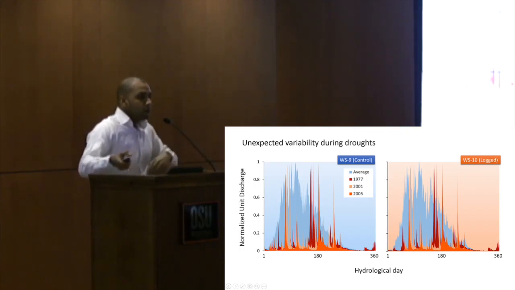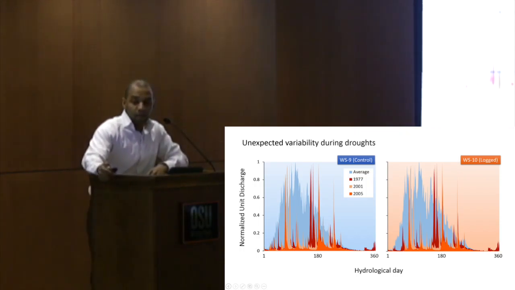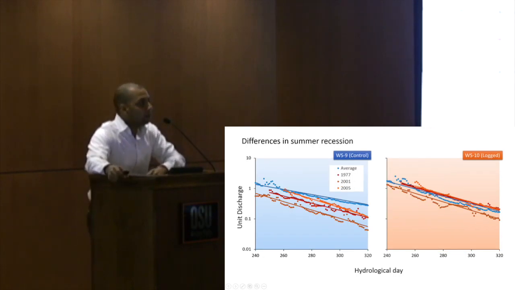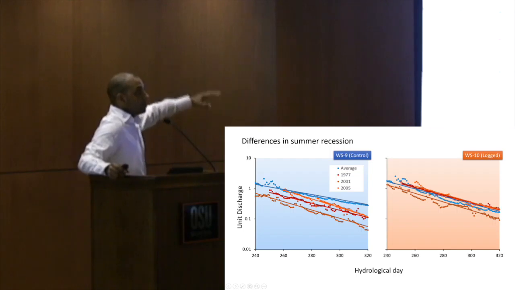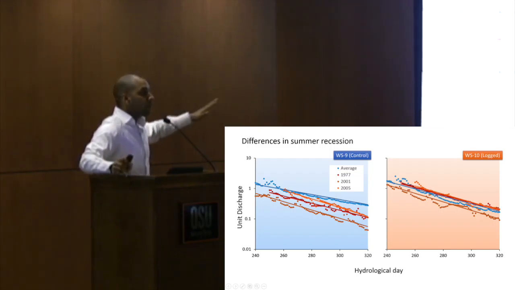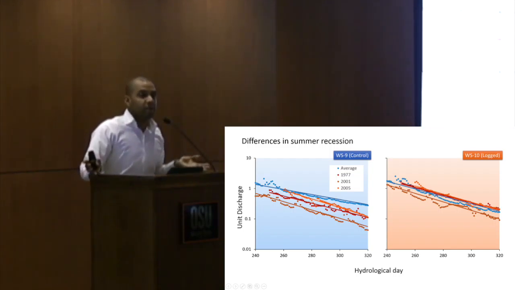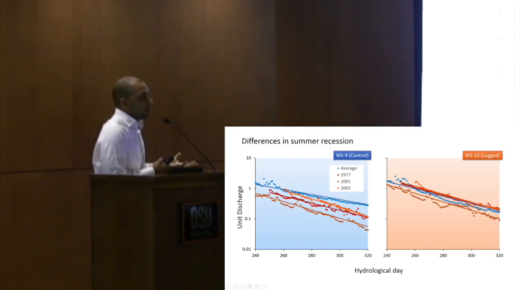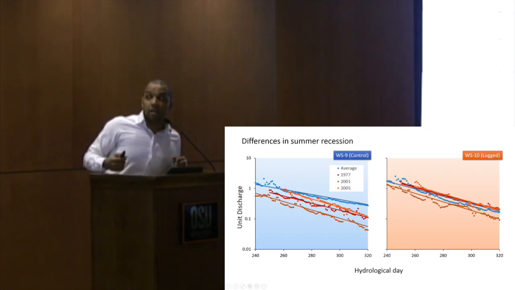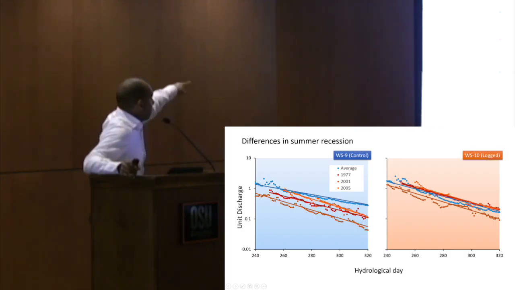So why? I started just looking into the data that is available, and I found this. My analysis was suggesting that the critical moments were the summer recession, when the water is just leaving the watershed. No inputs of precipitation, so this is more related to how the watersheds are storing the water. And what you can see here is that for watershed 9, which is the control watershed, we have a difference. It's really sensitive.